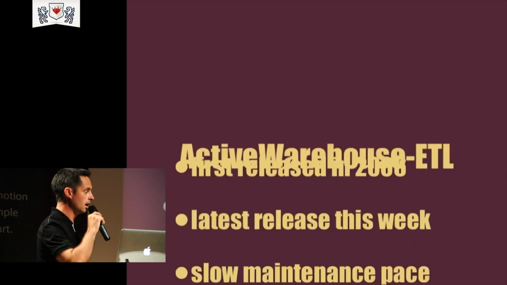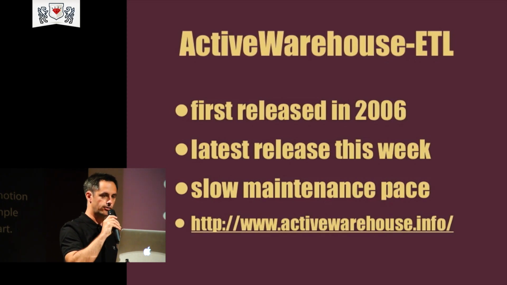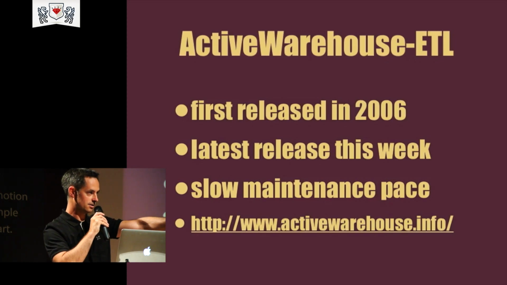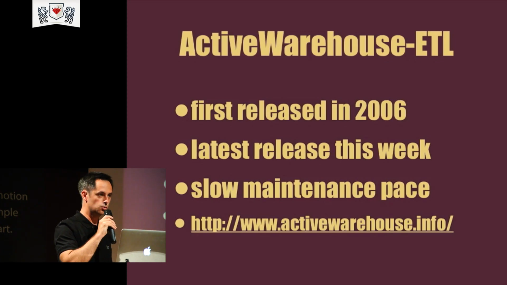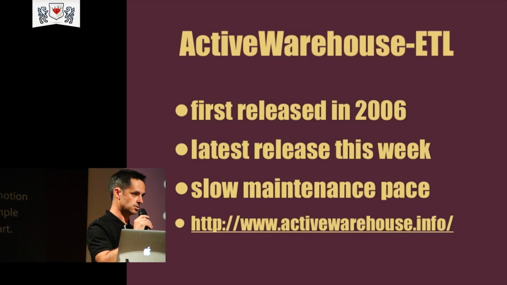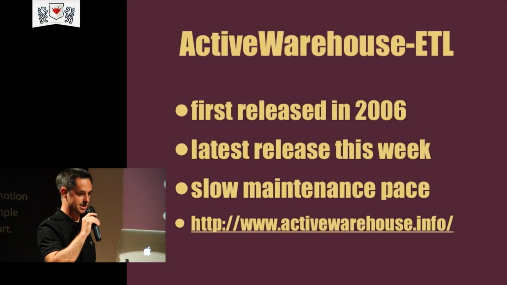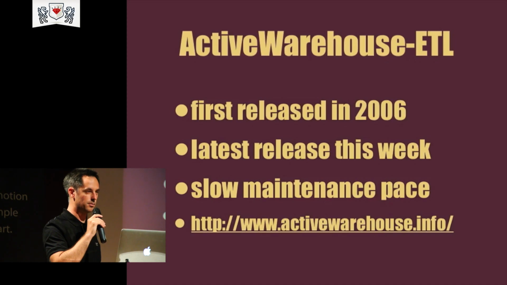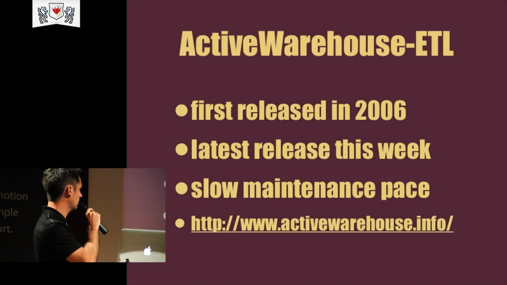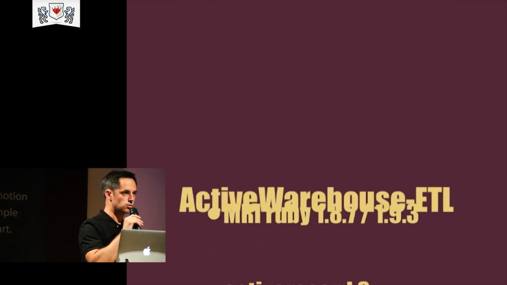Then, as I mentioned, I'm going to talk about a gem called ActiveWarehouse-ETL. It was first released by Anthony Eden in 2006. And then it really became fragmented on GitHub over the years. So I picked up the maintenance last year to grab all the forks and bring back the commits together so we can hopefully use it again. And the latest release, 1.0, was just last week. So it's a very slow maintenance gem, not very well known, and you can find more information at this URL down there, activewarehouse.info.